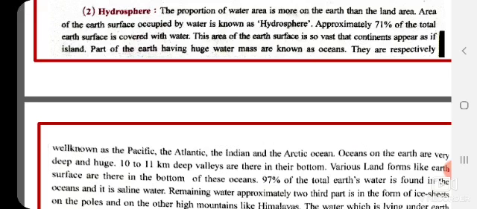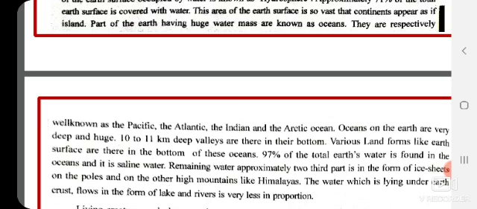This area of the earth's surface is so vast that a continent appears as if it is an island, meaning this water area is so vast that some part of a continent appears as if there is an island over there, a piece of land. Parts of the earth having huge water mass are known as oceans, where there are huge water bodies.